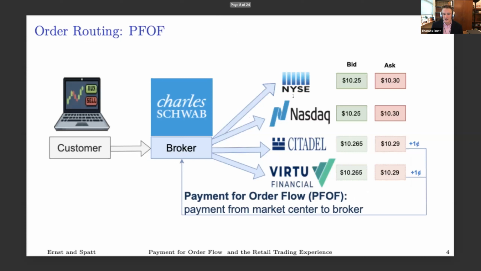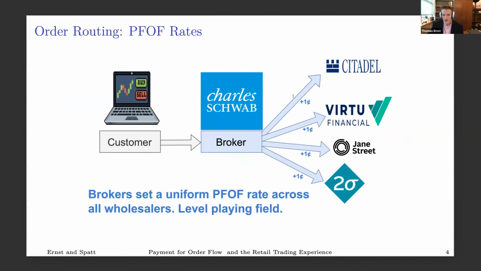So then the other key definition is, of course, PFOF, payment for order flow. Now, PFOF is different in that it's a payment from the market center to the broker. So in this case, Citadel or Virtu would pay Schwab directly for every order that they get. So this is a benefit to the broker, not a benefit to the customer. Now, PFOF, of course, creates an inherent conflict of interest. Do you route for the customer, or do you route for the PFOF?